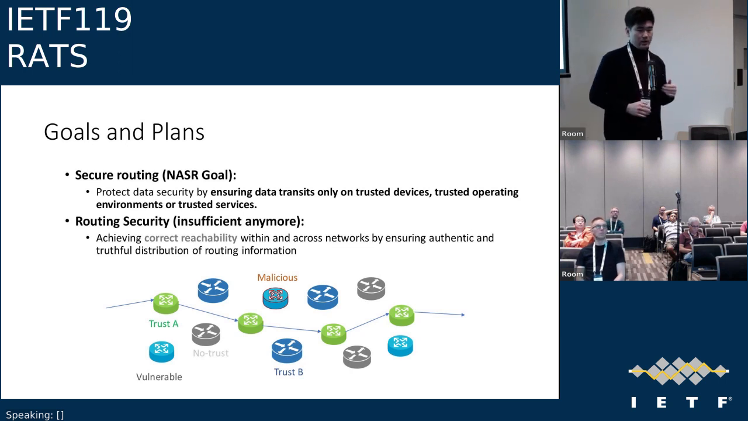Yes. And right now, our goal is to protect data security by orchestrating a path that consists only of trusted devices, trusted operating environments, trusted configurations, and trusted links. You only use those trusted single points of trust, and then we connect them to make a trusted path, because the previous routing security does not permit adding that. Next slide, please.